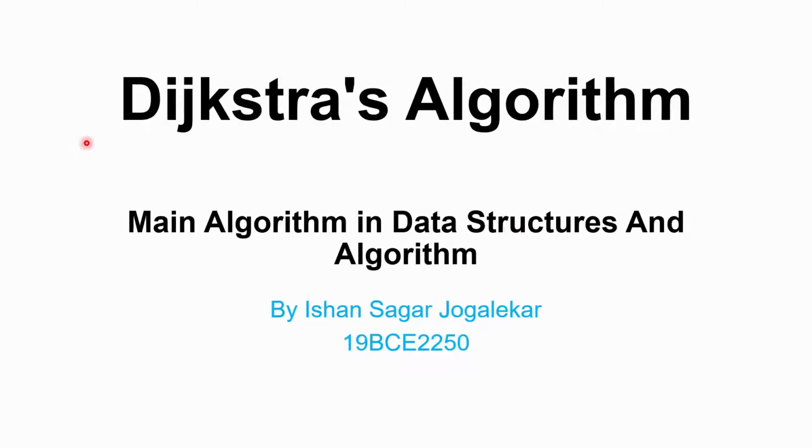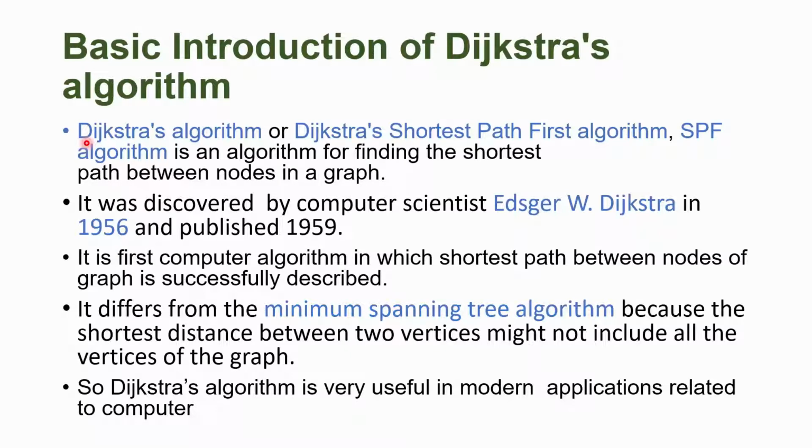So here we are going to discuss Dijkstra's algorithm, which is a main algorithm in data structures and algorithms. Basic introduction of Dijkstra's algorithm. Dijkstra's algorithm, or Dijkstra's shortest path algorithm, or SPF algorithm, is an algorithm for finding the shortest path between nodes in a graph. It was discovered by computer scientist Edsger Dijkstra in 1956, published after 3 years in 1959. It is the first computer algorithm in which the shortest path between nodes of a graph is successfully described.